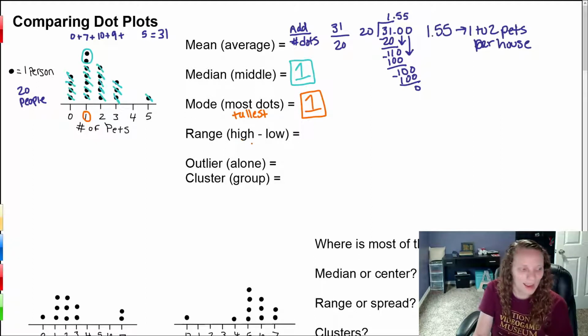Range goes from the highest number minus the lowest number, or from the lowest to the highest. The lowest number that has any dots would be 0. And the highest number that has any dots is a 5.